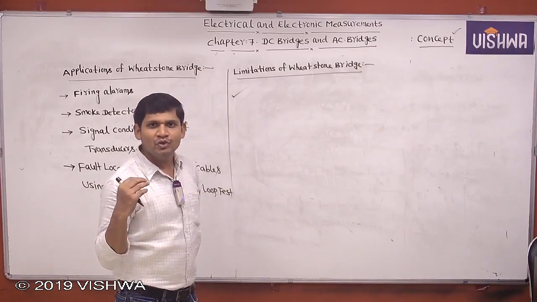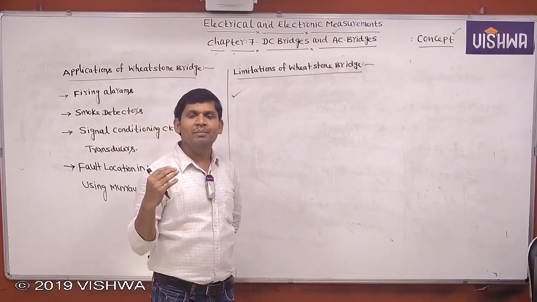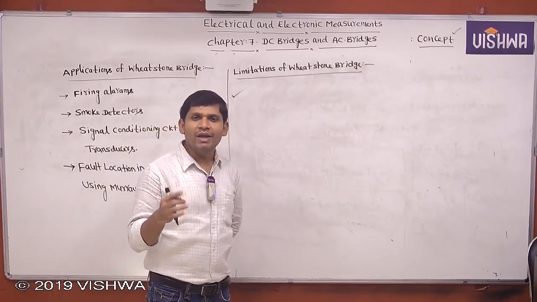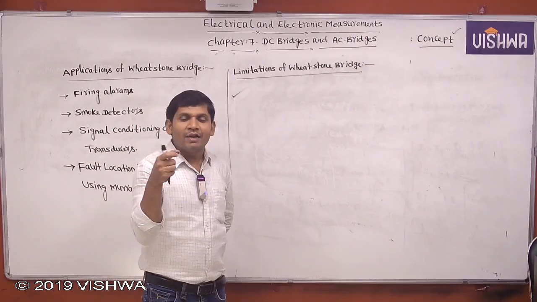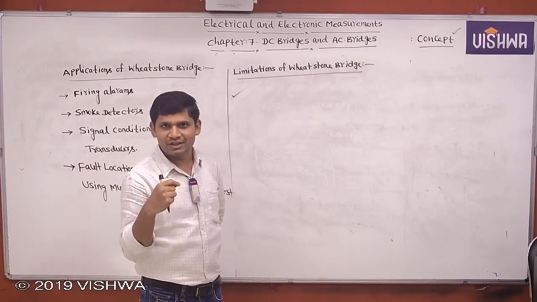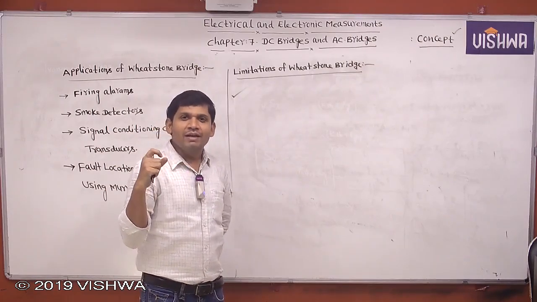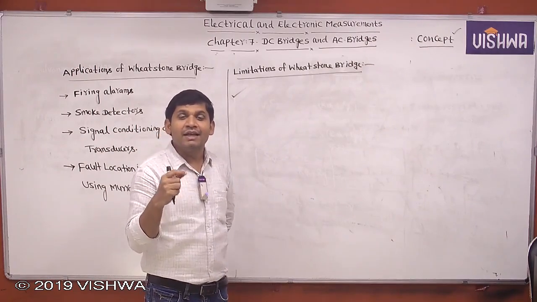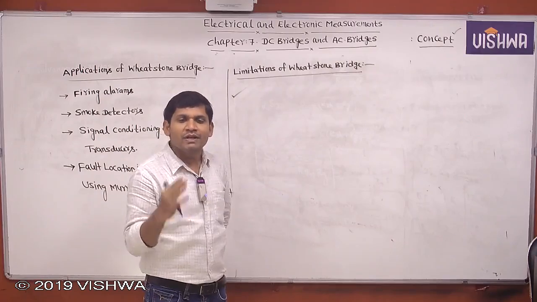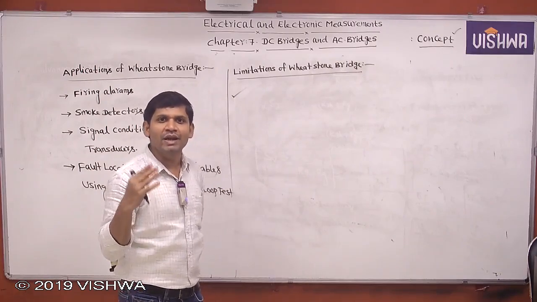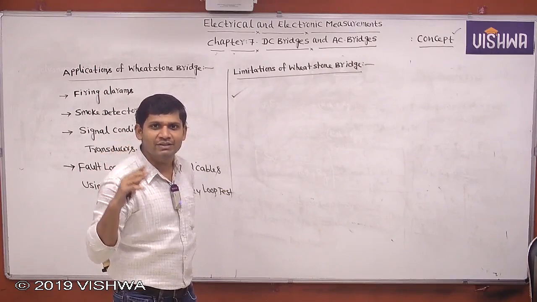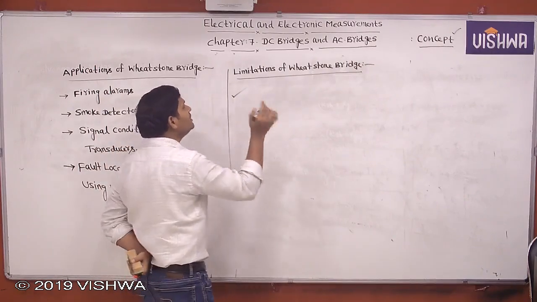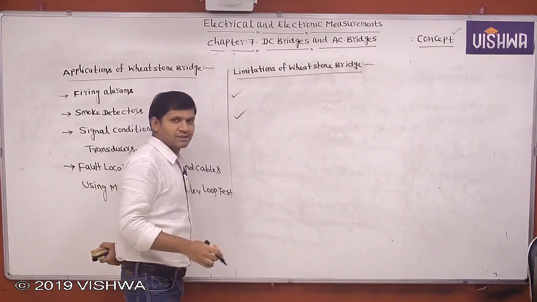Why it is not used for measurement of low resistance is because it cannot eliminate the effect of lead wire or connecting wire resistance. I told already, in the measurement of low resistance, if the connecting wire resistance is added, then it gives a serious error. That is a problem. That's why by using the Wheatstone bridge directly we cannot eliminate the effect of lead wire or connecting wire resistance. That's the reason why this bridge is not used for measurement of low resistance.